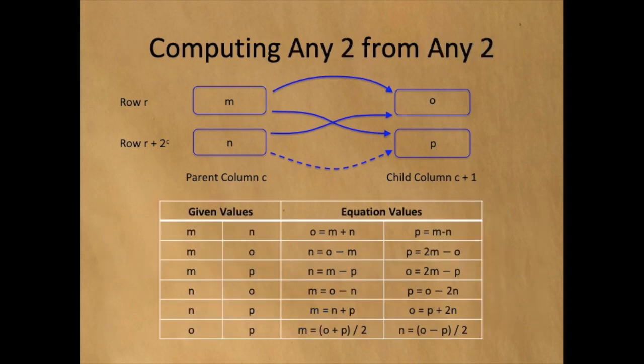By rewriting these 4 equations, we can define any 2 members of the box in terms of the other 2 members of the box, as shown in the table. In our application, we are only concerned with taking M and N and computing O and P, or else taking O and P and computing M and N.